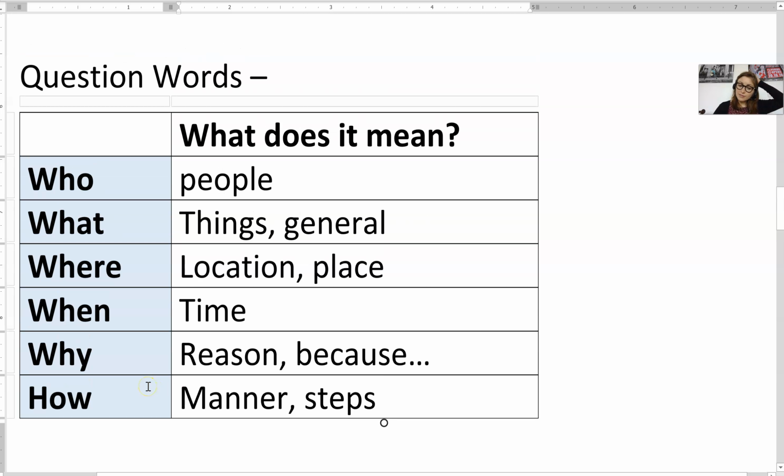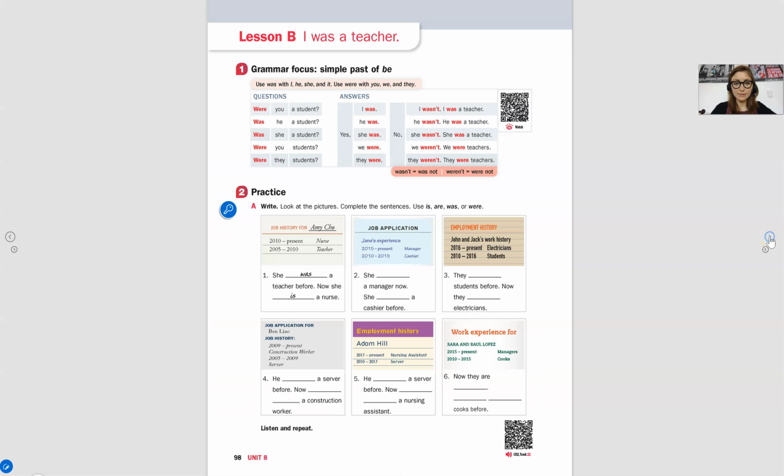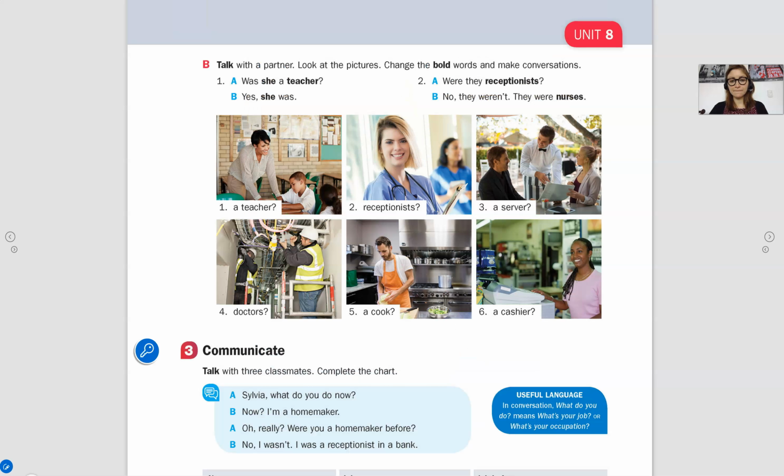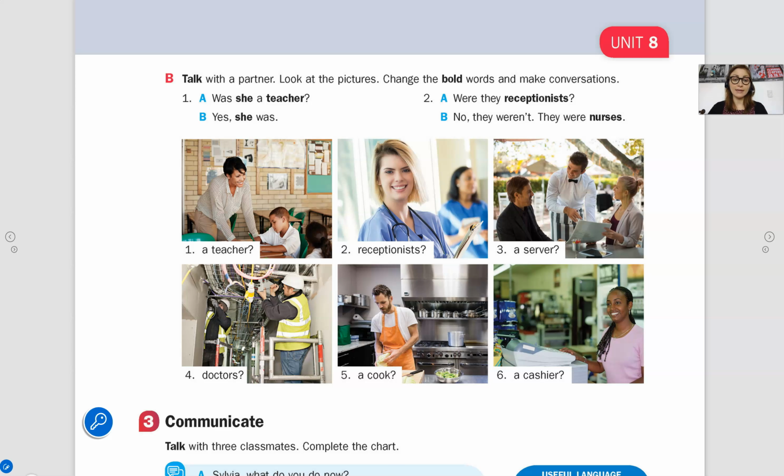All right, so what we're going to do is we're going to have some activities for you. Let's look at this book over here. Okay, we're going to go to this page here. This is page 99. Let me zoom in. So page 99. All right, so we're looking at was and were. We have different pictures and we're thinking about their job today and in the past.